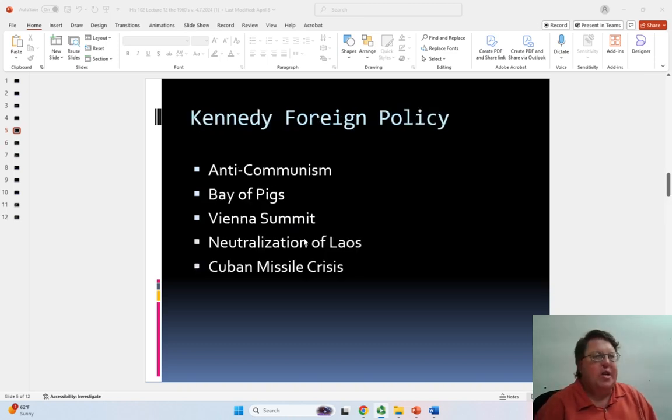Kennedy foreign policy is an important part of the John F. Kennedy presidency, and honestly a big part of his legacy. When you study John F. Kennedy, historians generally love John F. Kennedy, and one of the legacies of John F. Kennedy that historians point to is his foreign policy.